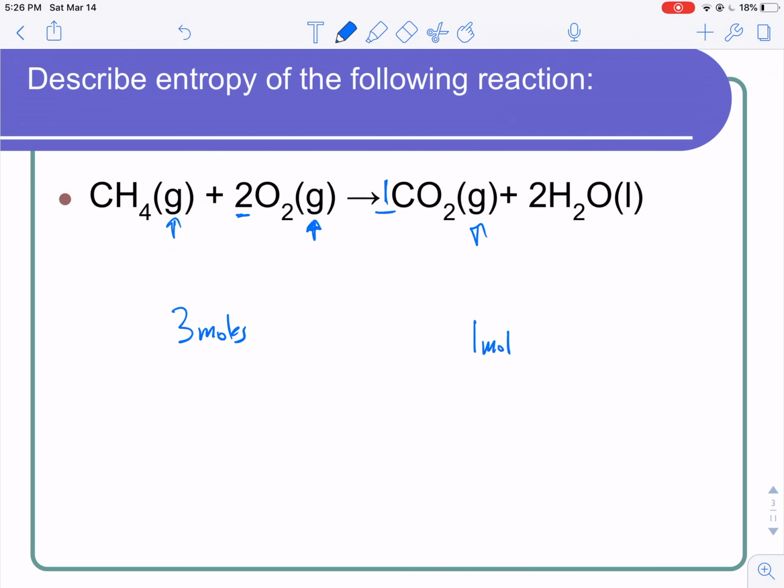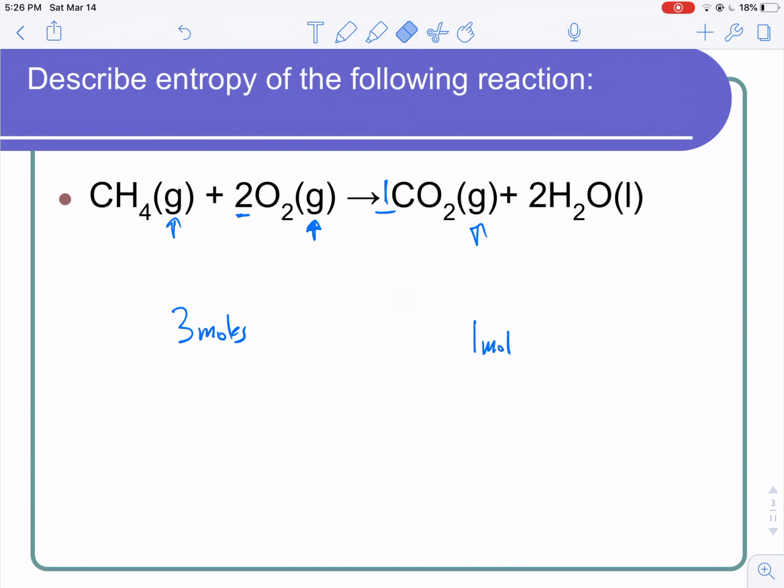What did the rest of it turn into? It turned into a liquid. So in this particular reaction, I would make a guess and say that it's probably not a favorable reaction. I see gases turning into liquids, which means they're basically getting organized all by themselves. And that just doesn't sound right. But we could double check this.